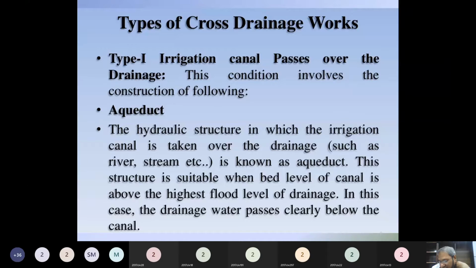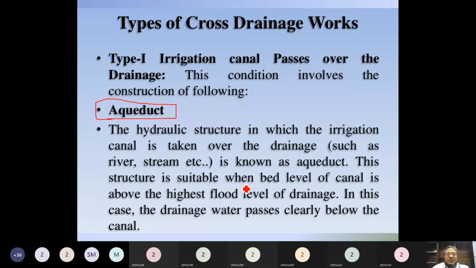Number 1, type 1, aqueduct. So what is an aqueduct? It is a hydraulic structure in which an irrigation canal is crossing or taken over the drainage. So the drainage is flowing below and the canal water is crossing above the drainage. That structure is called an aqueduct. Is it clear? Yes, sir.